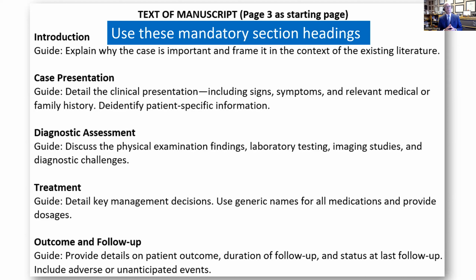Diagnostic Assessment: discuss the physical examination findings, lab testing, imaging studies, and diagnostic challenges. The next section heading is Treatment. Detail key management decisions. Use generic names for all medications and provide the dosages. Next section heading, Outcome and Follow-up. Provide details on patient outcome, duration of follow-up, and status at last follow-up. Include adverse or unanticipated events.